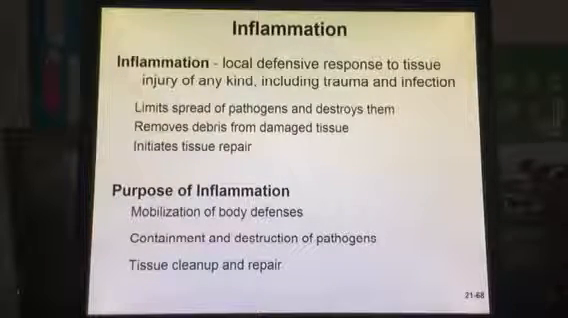Okay, let's talk about inflammation. We're still talking about a non-specific response. This is a local defensive response to a tissue injury of any kind. So that can include trauma, it can include infection. And that inflammation limits the spread of pathogens. So it doesn't allow the pathogens to go to a new tissue, and then it also destroys them. It removes the debris of the damaged tissue and starts the tissue repair process.